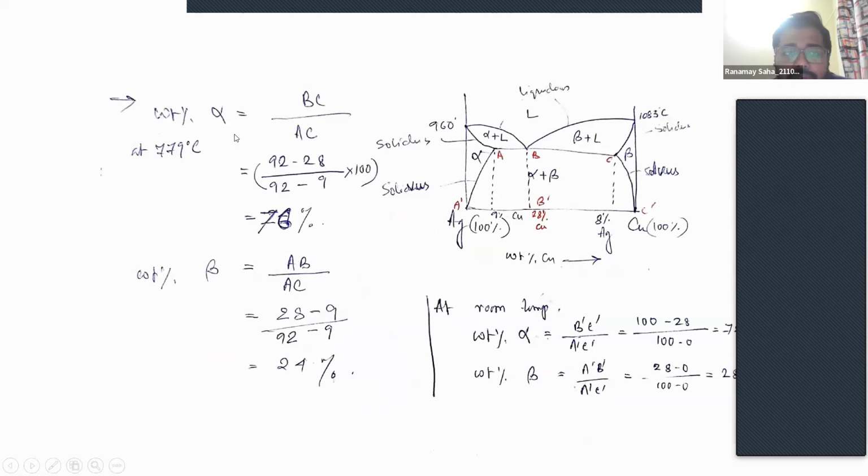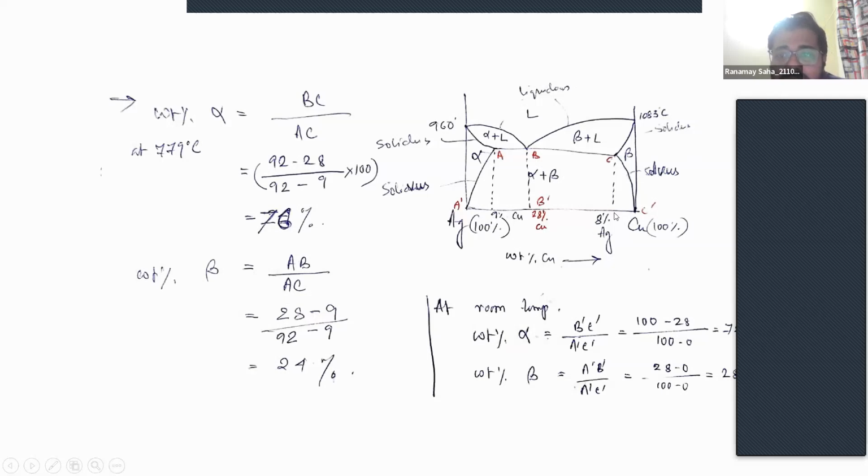So here the alpha weight percent is given by this line PC divided by this whole line. This is the lever rule. Similarly, the beta percentage is given by AB divided by the whole composition at this particular point, the concentration of copper. So you can see that for the weight percent of alpha we get BC.